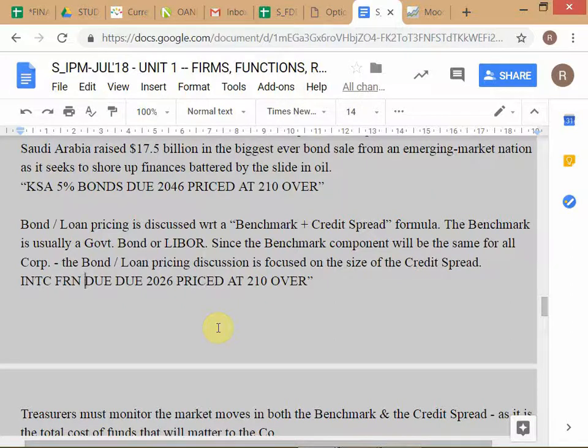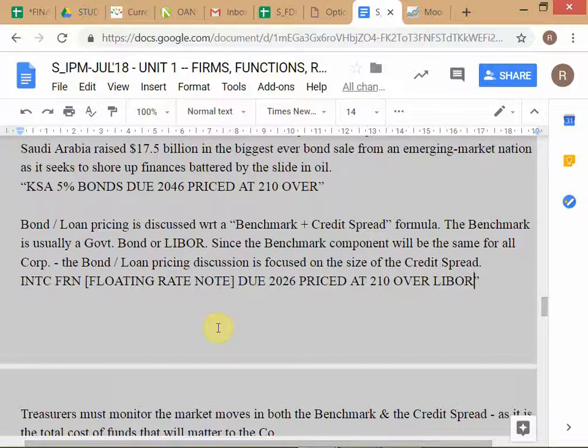I'll write it here, because we haven't discussed debt capital markets. A floating rate note is just like a bond, but the coupon is not a fixed rate, it's a floating rate. So it is priced at a spread over a LIBOR rate. But what is the problem with LIBOR? If I just say Intel FRN due 2026 priced at 210 over, is this information complete? Even if I write LIBOR, what is the problem?